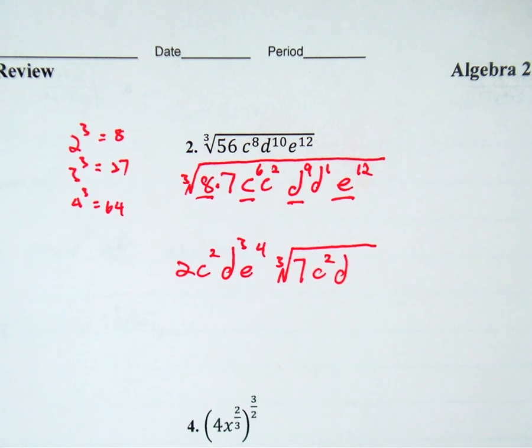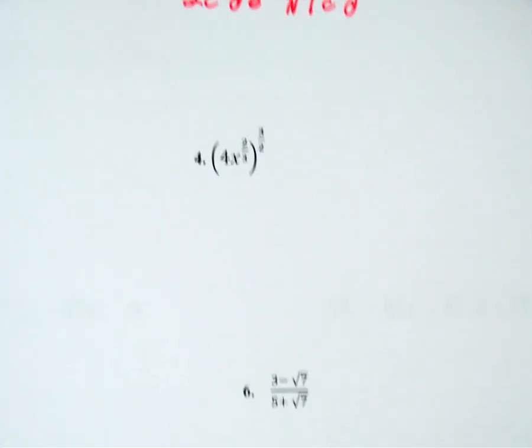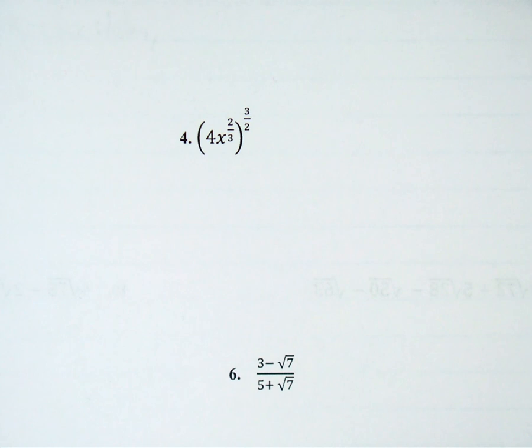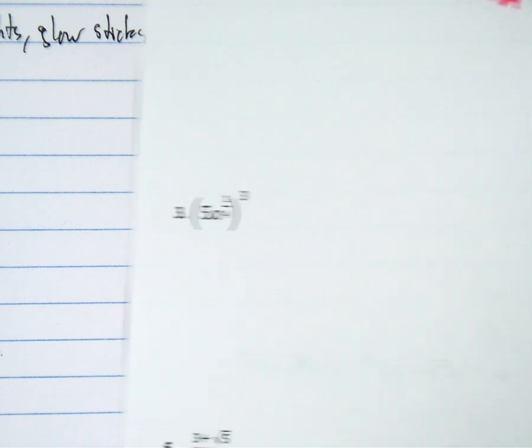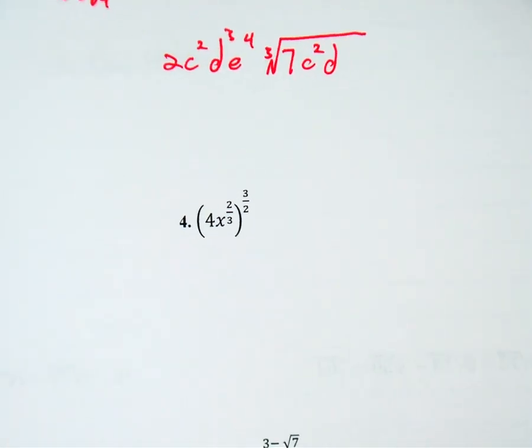Alright, there we go. Number 4, parentheses to a power. Now this one's got a fraction in the power, so this is going to be a little bit more fun. I think your quiz and your test might be a little bit more along the lines of number 3, but we can do this number 4. This will really show if you know what's going on.